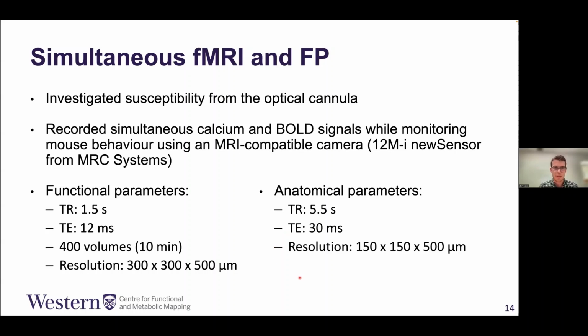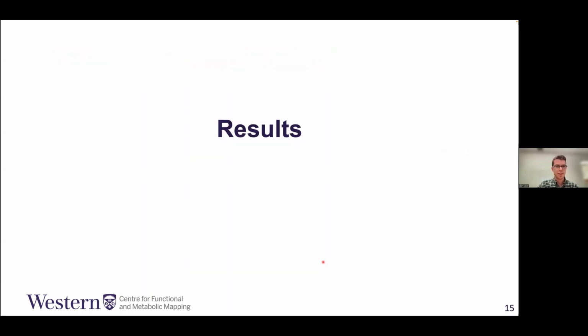So we investigated susceptibility due to the optical cannula, and then we recorded simultaneous calcium and BOLD signals while monitoring the mouse behavior using, as Ravi mentioned, the MRI compatible camera that we have. The functional parameters that we used are a 1.5 second TR, 12 millisecond TE, and 400 volumes total. So that brings us to 10 minutes per functional run. And our resolution is 300 by 300 by 500 microns. The anatomical parameters that we used are a 5.5 second TR, 30 millisecond TE, and a resolution of 150 by 150 by 500 microns. Now getting into the results.